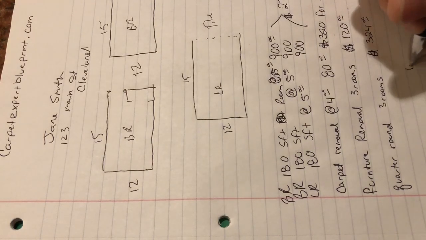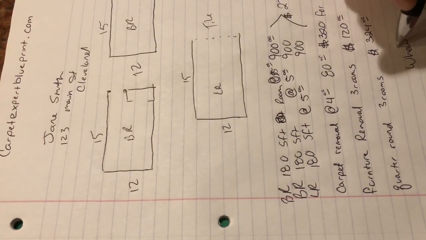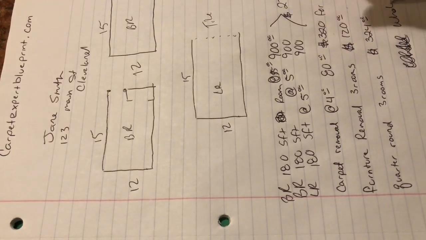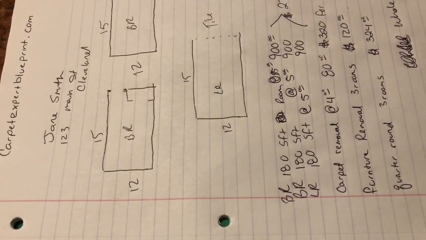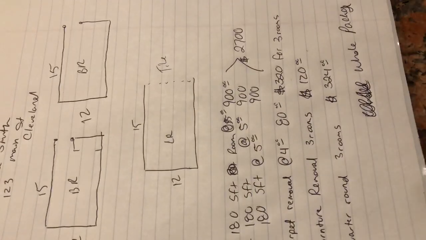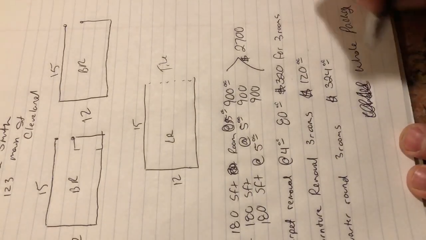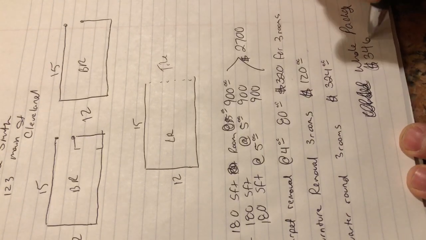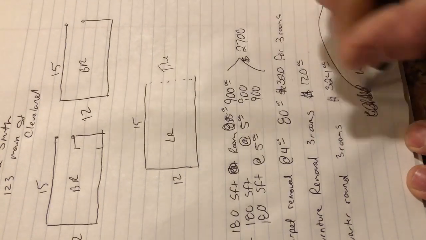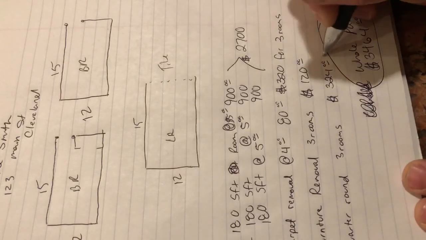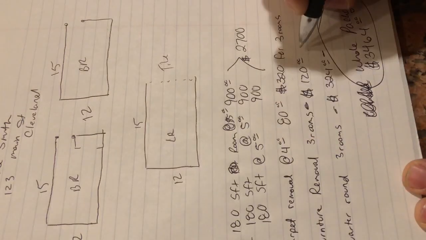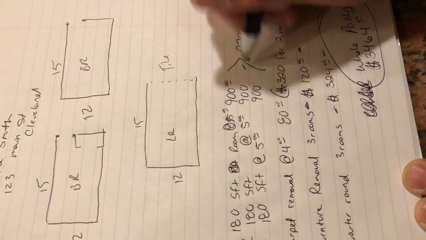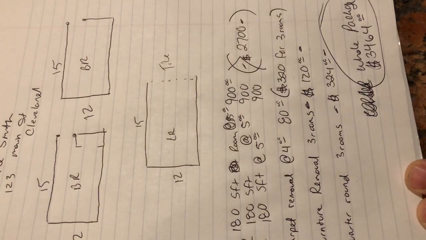But then at the very bottom, you just let them know, whole package, for everything combined will be 3,464. You just circle that so it's up. So we got everything. Boom. So that's how you could submit the estimate there.